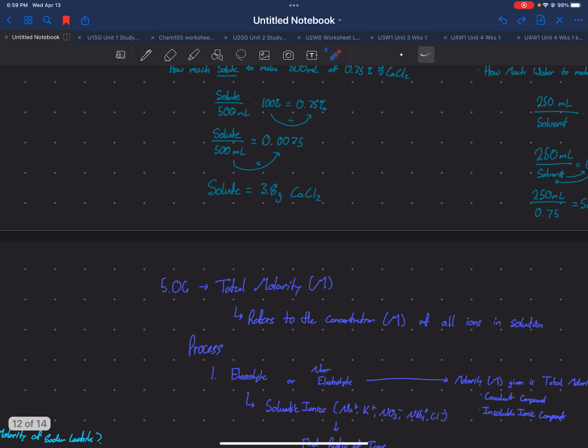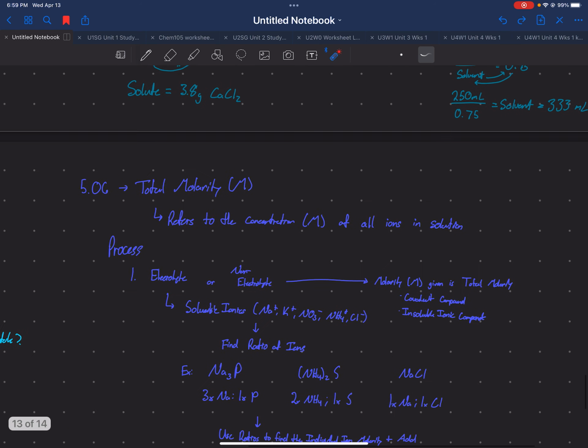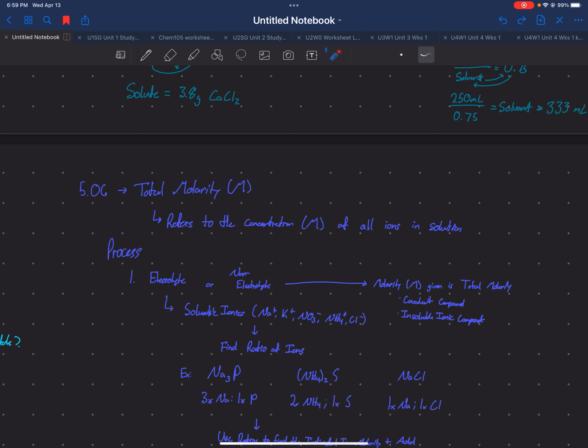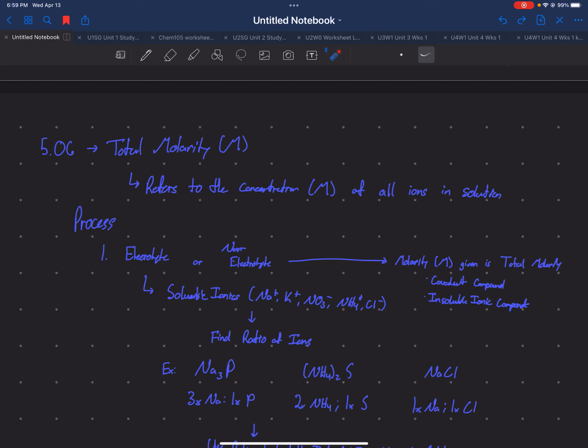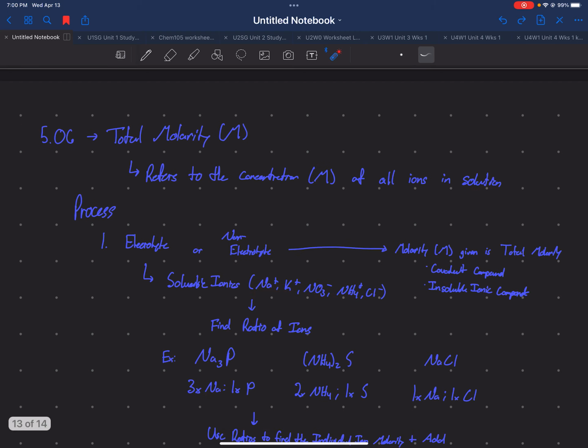All right. Total molarity. This was another thing that we did talk about. It's just the concentration of the ions in a solution. I think you guys had a pretty good grasp on it, so just a quick rundown. The first thing you want to do is check if it's an electrolyte or a non-electrolyte. Electrolytes are soluble ionic compounds. So if they have any of these, it's an electrolyte, and if it doesn't have any of these, it'd be a non-electrolyte.